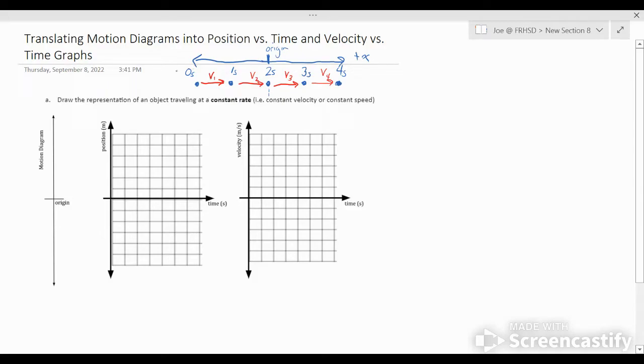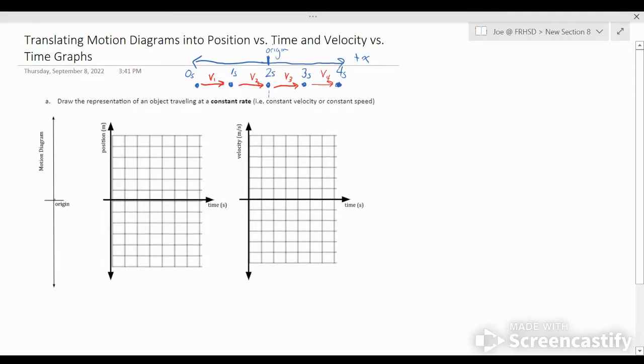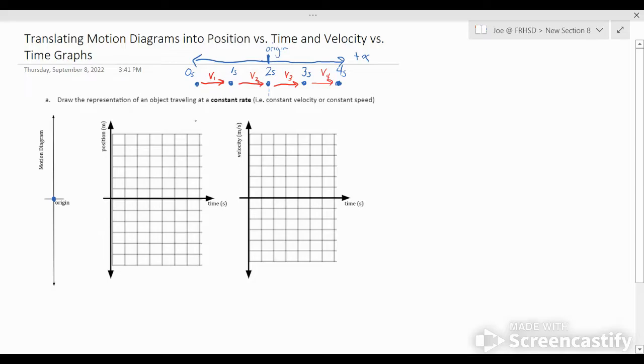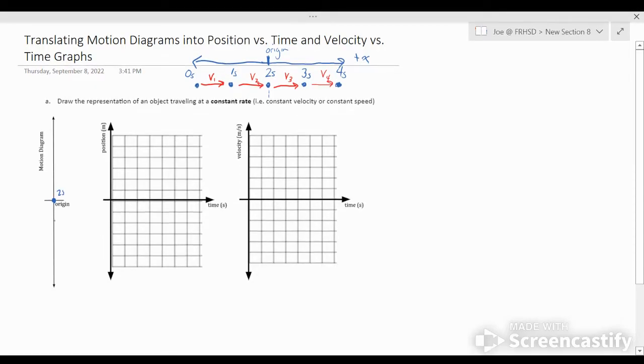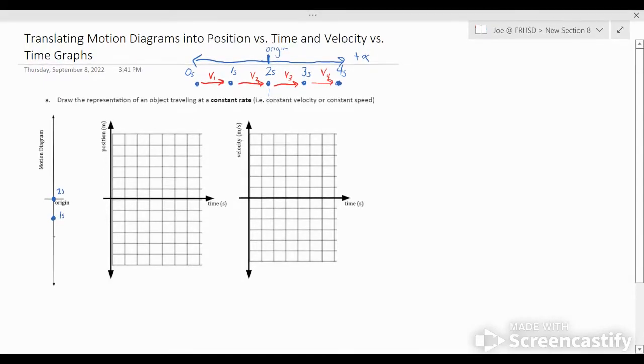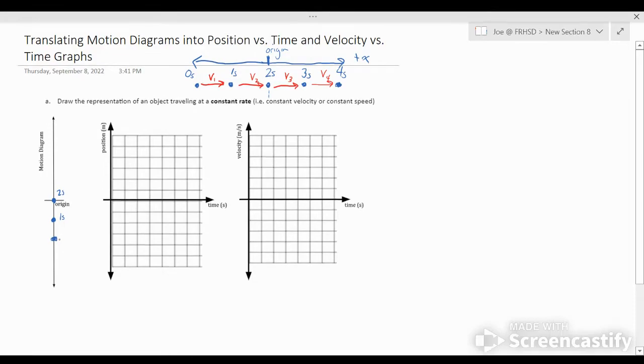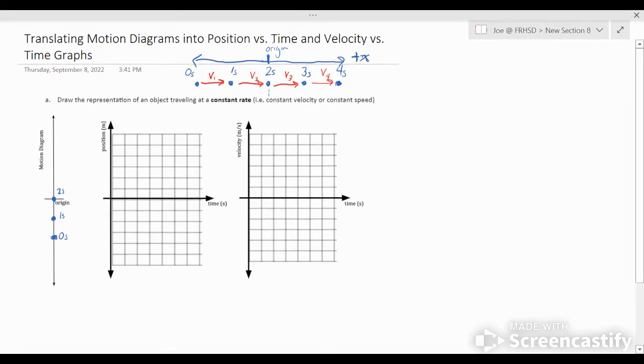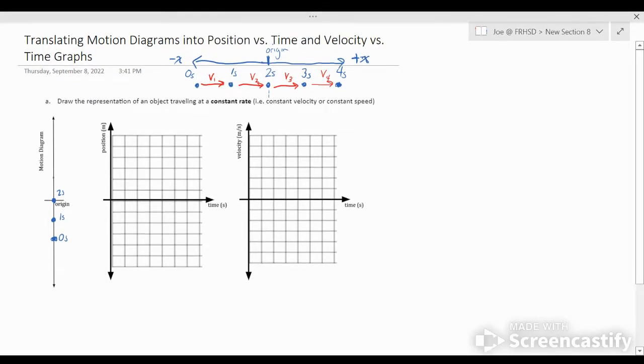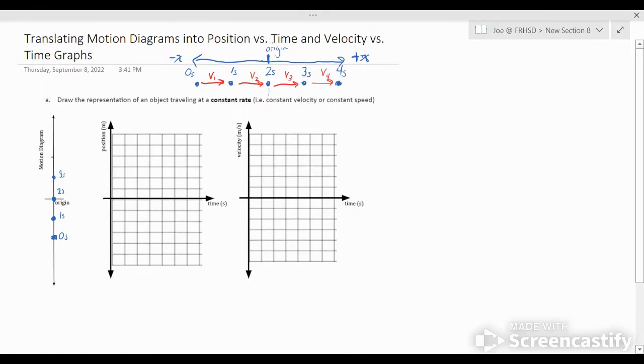So what I'm going to do is take this motion diagram and just draw it vertically. We have our reference here at 2 seconds. It happens to cross through the origin. 1 second is to the left, so I'm going to call down the negative direction here. If you notice carefully, positive is right, and negative is left. And 3 seconds, and 4 seconds.